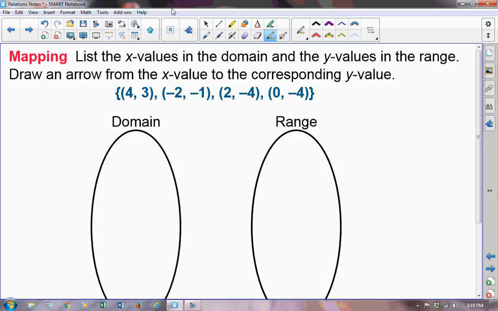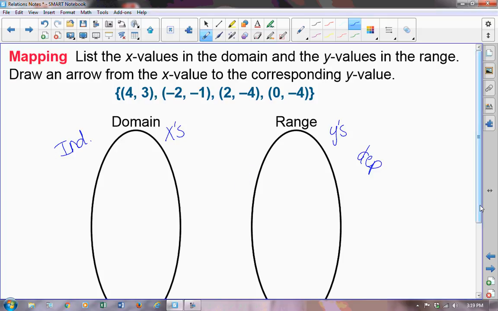And then finally, we will represent this in a mapping diagram or a mapping. Domain are the x's, and the range are the y's. I always think about alphabetical order. Domain comes before range, D comes before R, just like X comes before Y. And also, because we're going to be talking about independent and dependent variables, the independent variable is always the X, and the dependent variable is always the Y.